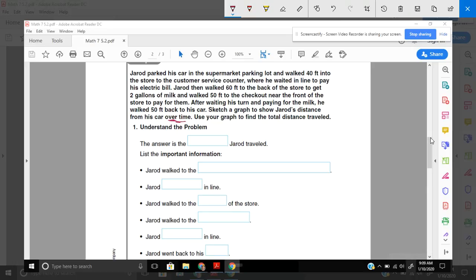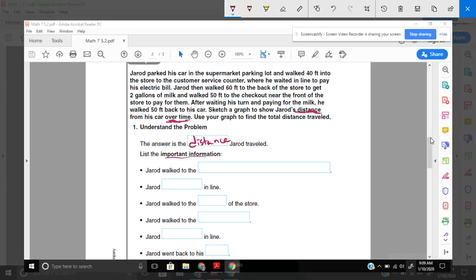All right, this is huge because it's going to tell us on our graph what two things we need to be plotting. We're going to need to show distance and time. Use your graph to find the total distance traveled. All right, so the answer that we're looking for is the distance that he traveled.